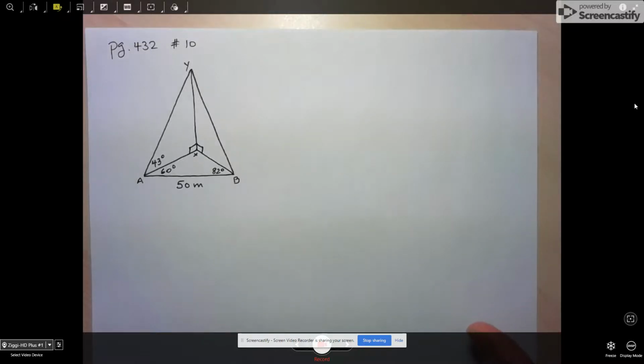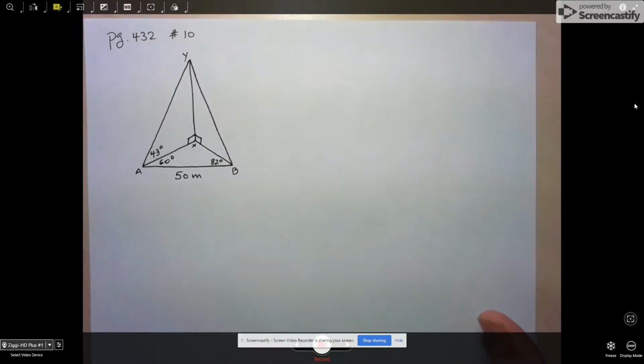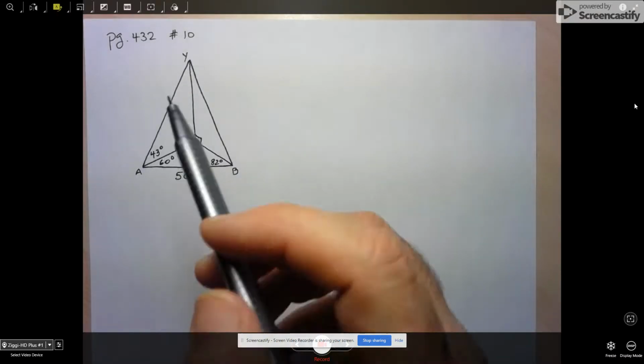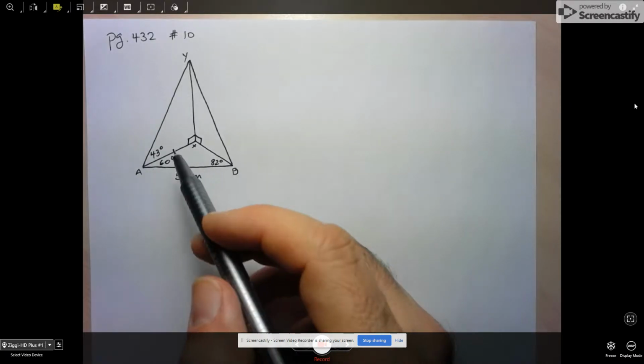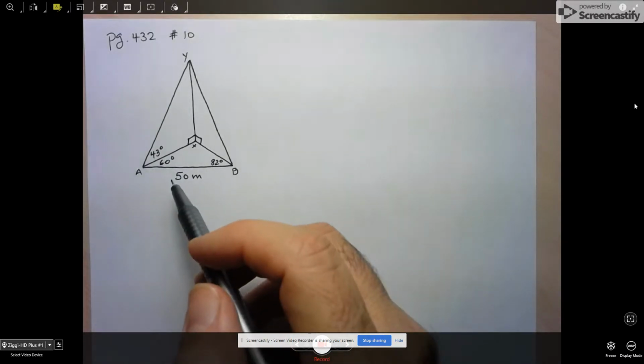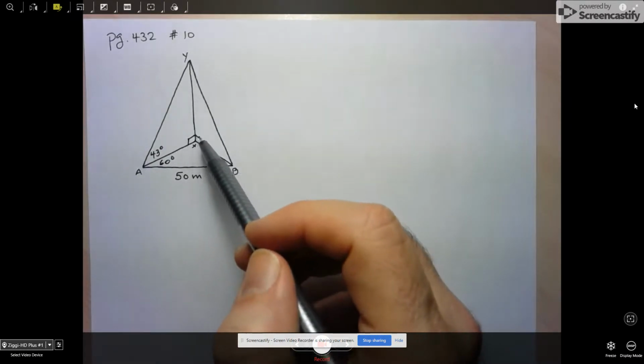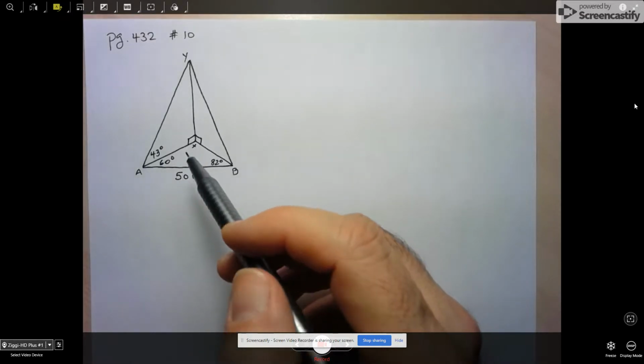Hi folks, we're going to take a look at page 432, number 10. So I've drawn the diagram here, and this is the Peace Tower in Ottawa. And they give us all these triangles with the measurements that I've already put on. Okay, so here you notice these right angle triangles indicate that this is a 3D diagram.